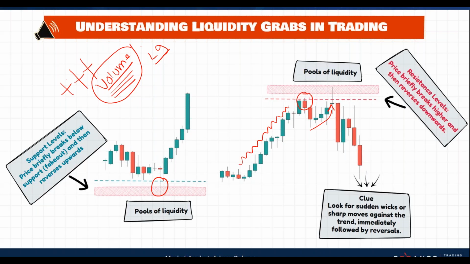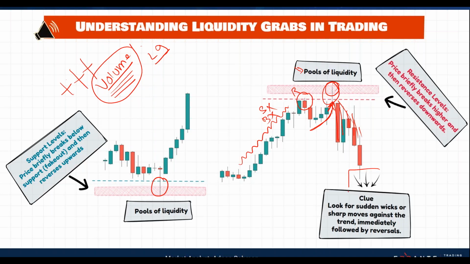Getting back to the point, we have this resistance over here, and then the market moves towards the upside. The grabbing of this pool of liquidity is done, and then the market reverses towards the downside. So what happens over here? Sellers are out of the market. Buyers are also out of the market. And then this LG guy has played his game. So this is the main thing. So what is the clue? Keep this in mind.